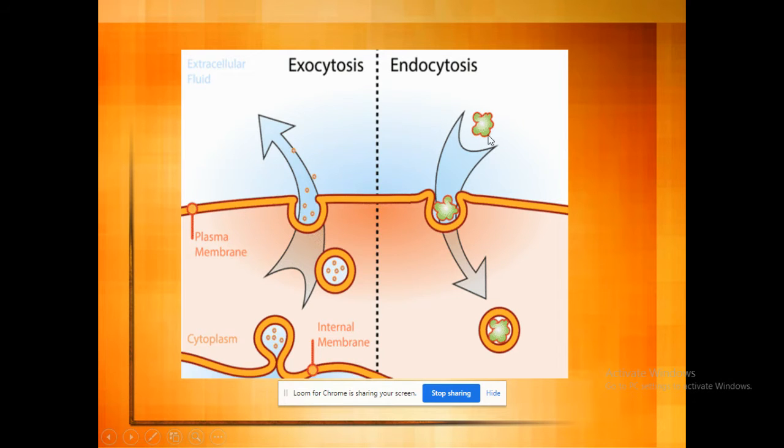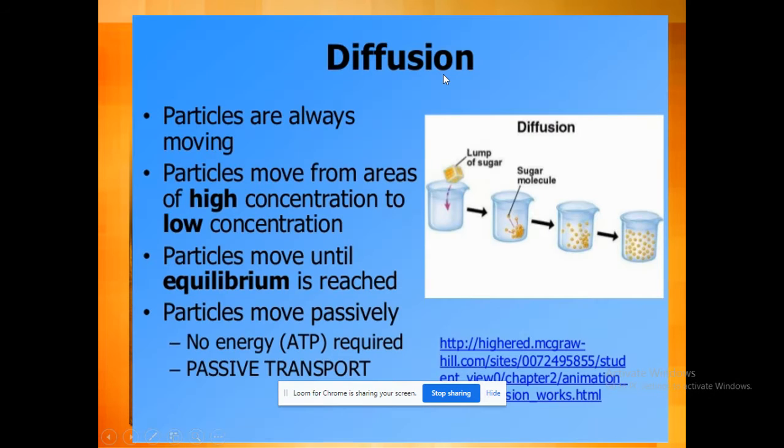Endocytosis, consider it as a food particle, so if it is entering into the cell, then it is termed as endocytosis. Diffusion, so here you can see a large number of the particles at the corner of this one beaker. So after some time you will find that these are going to diffuse into the whole of this one until the equilibrium is reached. So this process does not require energy, it comes under the passive transport.